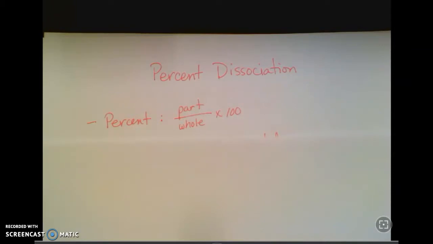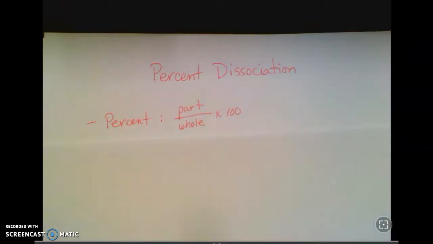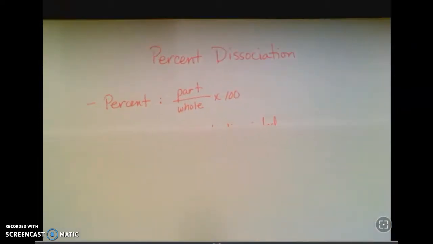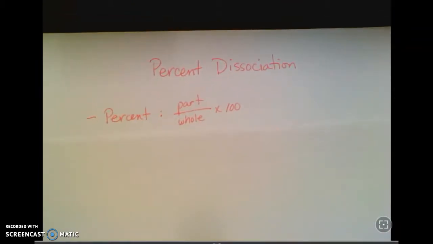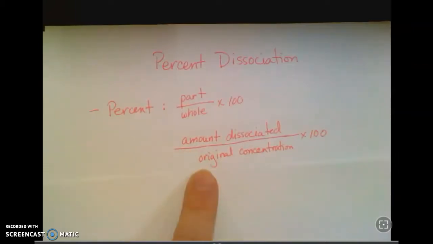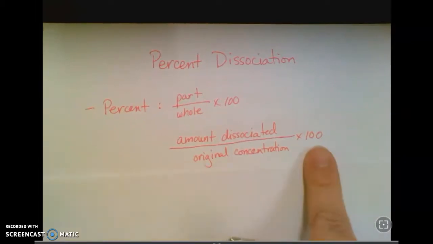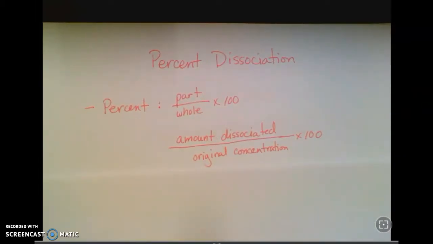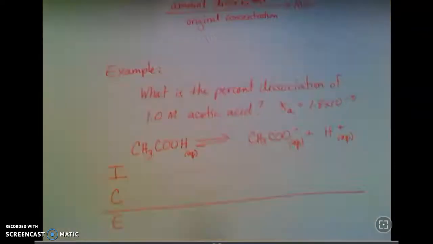So, as you know, any percent is just a part divided by a whole times 100. So for percent dissociation, we're talking about acid or base dissociation. So the part of that is the amount dissociated. The whole is the original concentration. And then you just multiply by 100 to get the percentage of that. So as usual, we'll do an example or two. And so here we go.